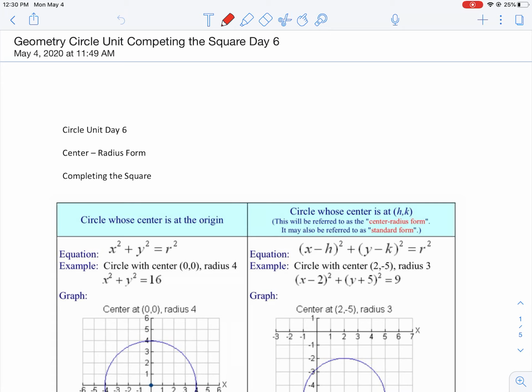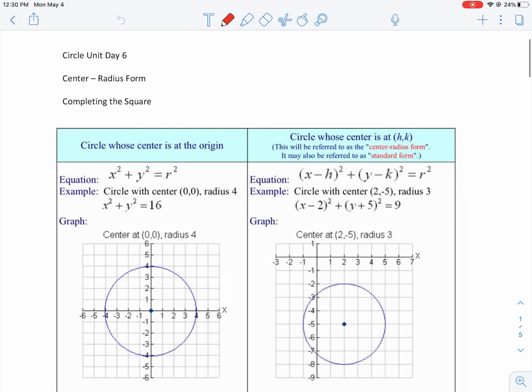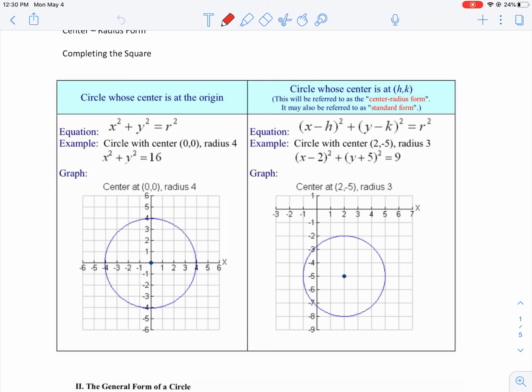Okay, so this is circle unit day 6. We're going to be rediscussing the center radius form, and then we're going to be taking equations that are not in center radius form and putting them in center radius form. Okay, some real fun stuff coming up here. But here's a review of what yesterday's lesson was about.